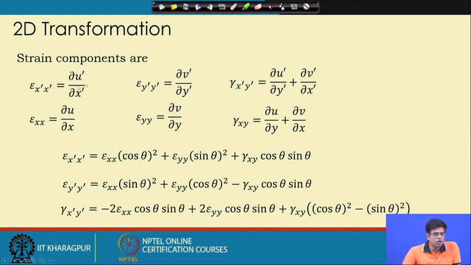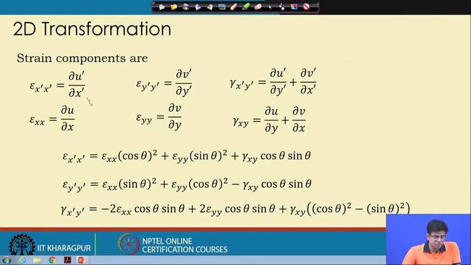Essentially strain components are del u prime by del x prime and so on in the prime coordinate system, and del u by del x and so on in the non-prime coordinate system. If I write the relation between these two, epsilon x prime is essentially this. This is a very familiar expression to those who have studied Mohr's circle in strength of material, or strain transformation, so you know this formula. And how to derive this formula?